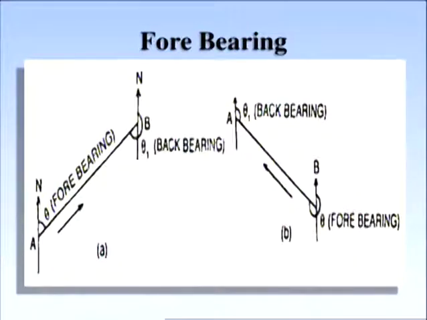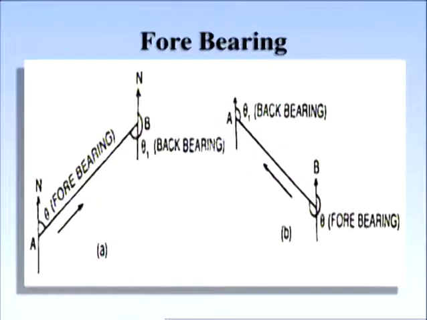So that is a fore bearing, in the direction of the progress of survey, and in the reverse direction we call it a back bearing. Here you can also take the fore bearing from B to A, if the progress of survey goes in the reverse direction. If you go from B to A instead of A to B, then B to A is your fore bearing and A to B your back bearing. So it depends upon your progress of survey, in which direction you carry out the survey. That is called fore bearing and back bearing.